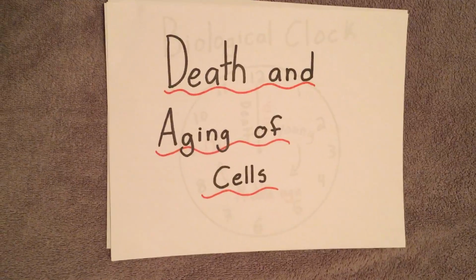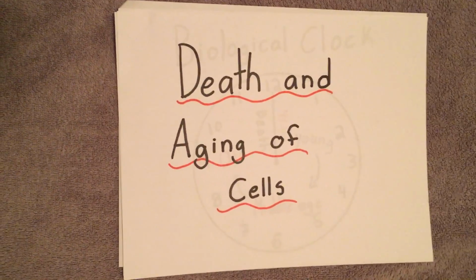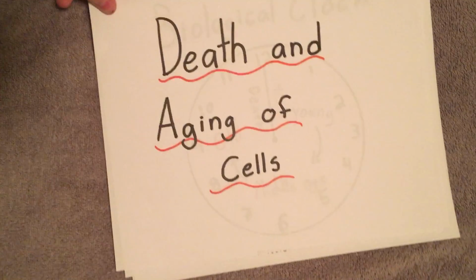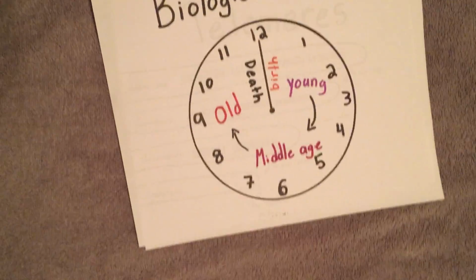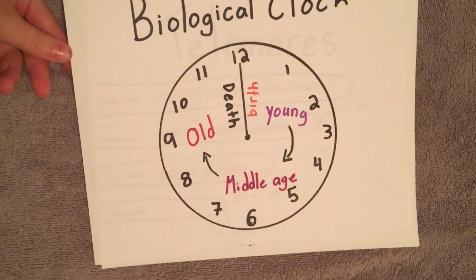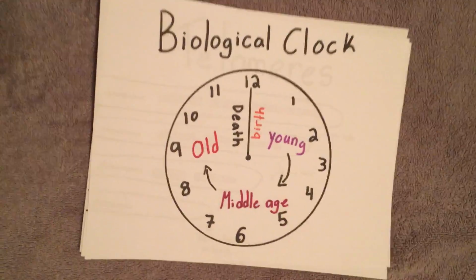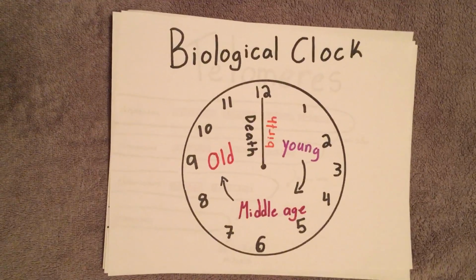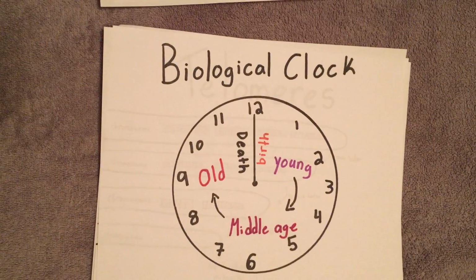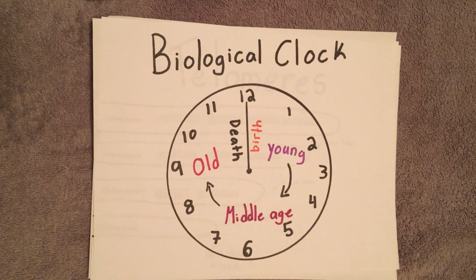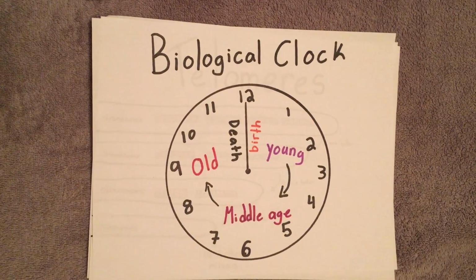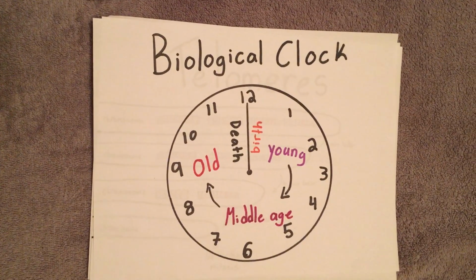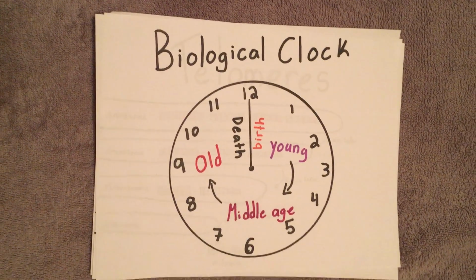The death and aging of cells. Cells have limits to the number of times they can divide in a lifetime. The cells run on a biological clock, and once they are unable to divide, they will start aging and then die.